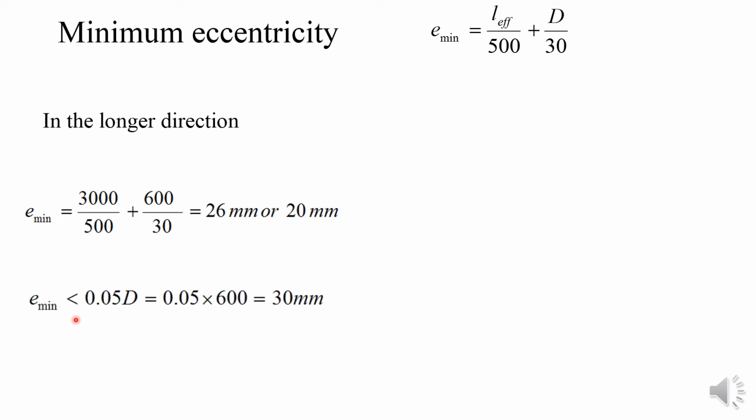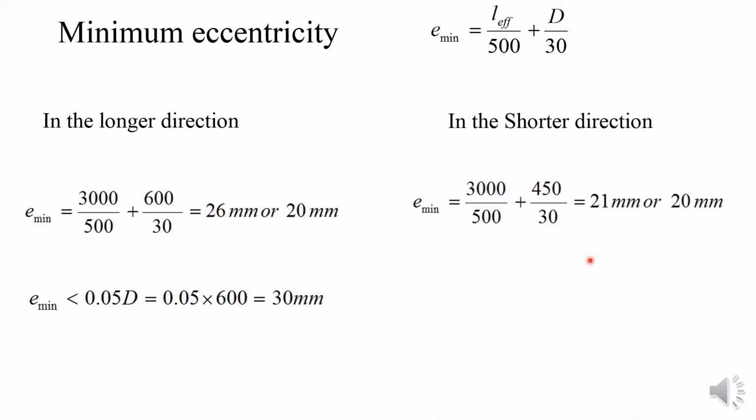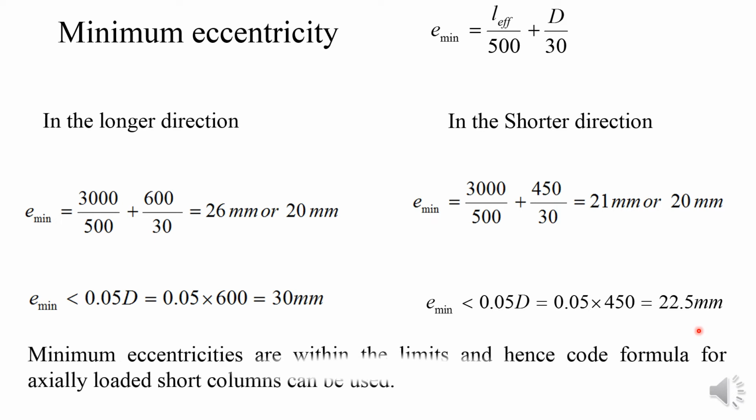Also we have to check that E minimum is less than 0.05 D, that is 0.05 into 600, which is equal to 30 mm. Likewise, in the shorter direction also we find the minimum eccentricity value. Once again substituting the values, we get a value of 21 mm. E minimum is less than 0.05 into D, so the value is 22.5 mm. So the minimum eccentricities are within the codal provision values.